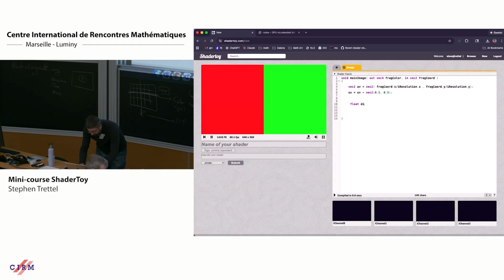Okay, so let's make a float. Let's call it dist. And this is going to measure the distance from the origin. So I'm going to write it out all the way. So good old Pythagoras taught us how to do this, right? Square root of x squared plus y squared. So x, uv is my point. So uv.x. Is there a comment character? Oh, yes, two slashes are a comment.